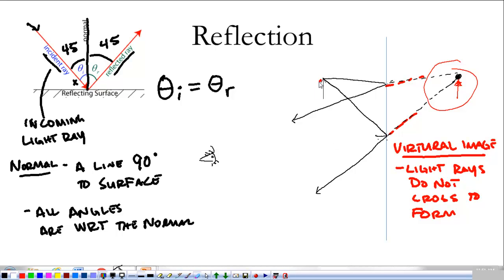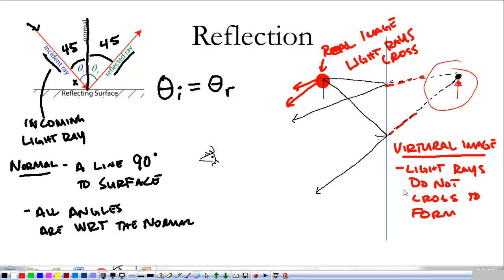At the same time, looking here, we have two rays coming off of it. When your eye sees it, it only sees these rays and traces it back to the place where the actual object is. That's a real image. It's a real object. But it's a real image because light rays cross. That's how we get real images. Virtual images happen when our eyes trace light back. They trace light back into something.